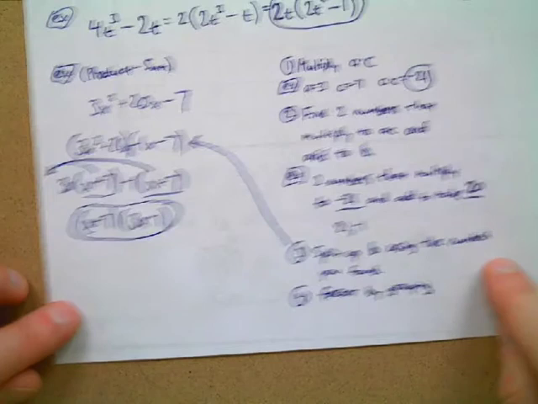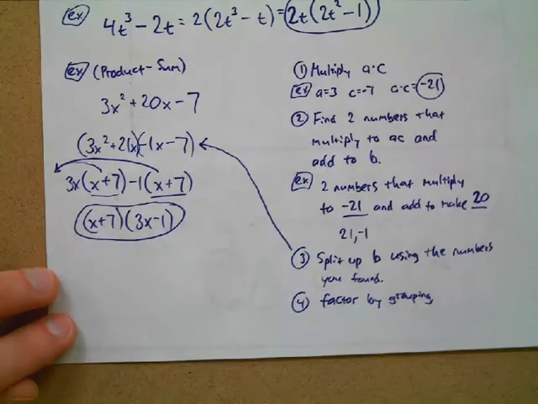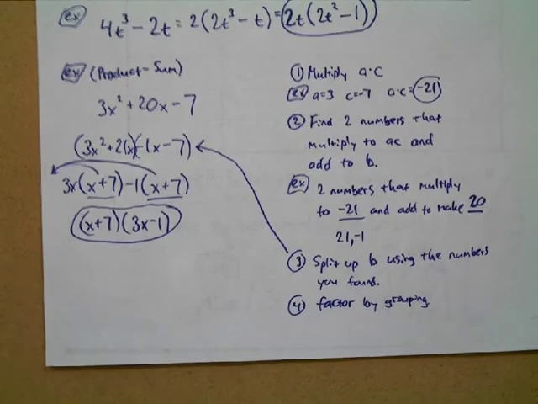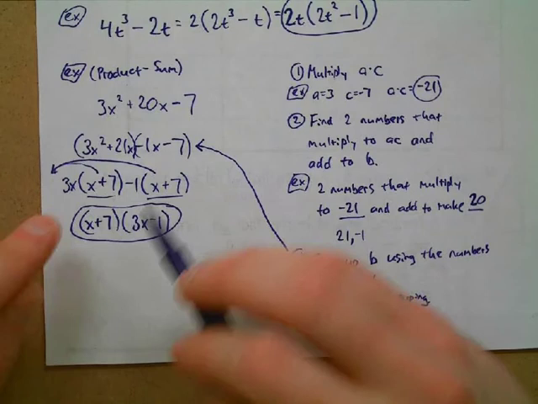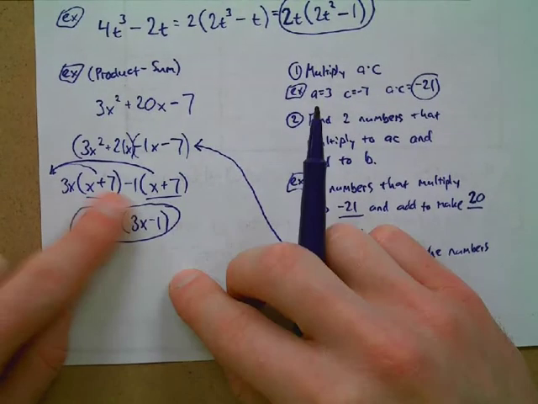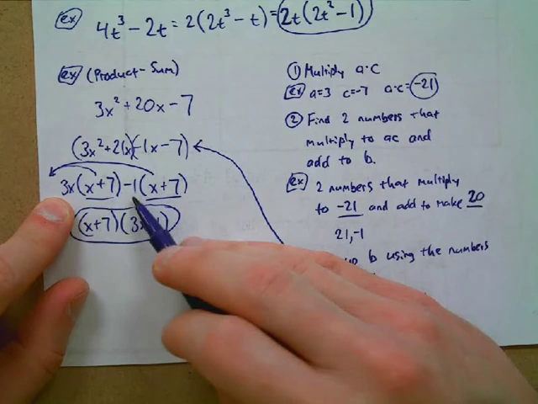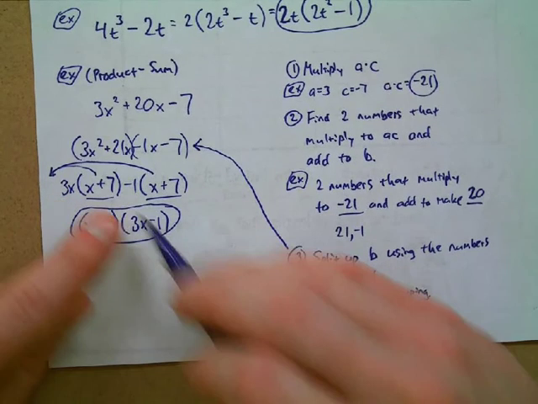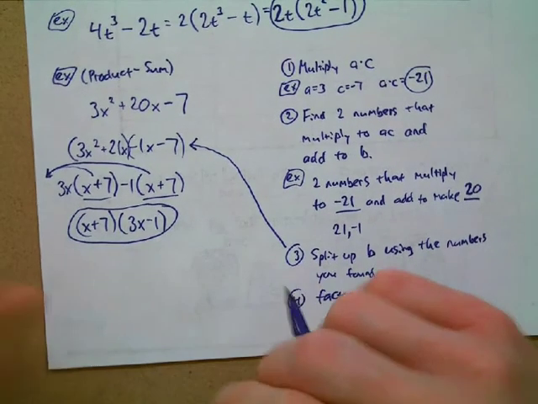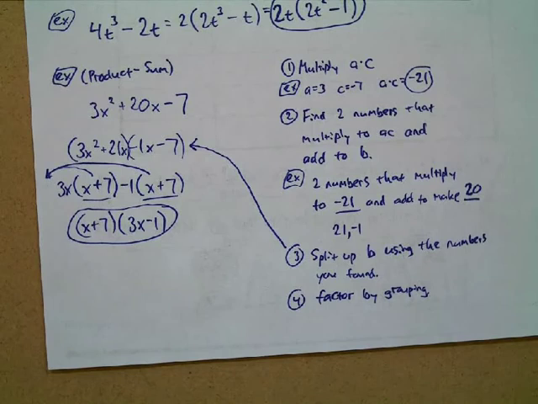Question: what do you do with the -1 in the middle? When I take the x plus 7 out from this group, I'm left with 3x. When I take an x plus 7 out of this group, I'm left behind with the -1. So the 3x and the -1 go back together right there. Make sense? And we'll do a few more. Don't sweat it if you feel like you kind of got it but need some more practice. We'll do a few more.